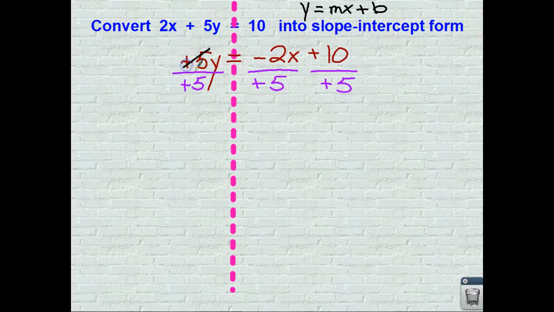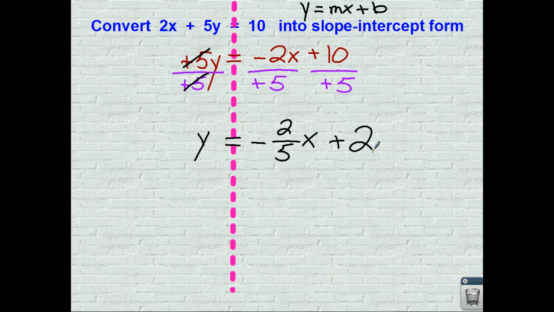The 5's will cancel. We're left with positive 1y equaling. All right, now we have this fraction, and if we can simplify it, we will. And then make sure that you're looking at the signs too. So a negative divided by a positive is a negative. We can't simplify this fraction any further, so it remains 2/5. There's your mx. And then positive 10 divided by positive 5 is a positive 2. Okay, now we are in good graphing form.